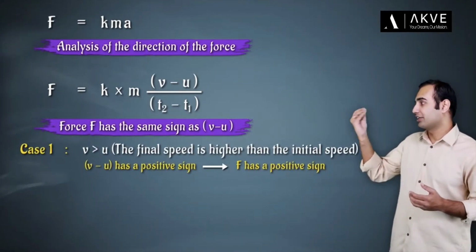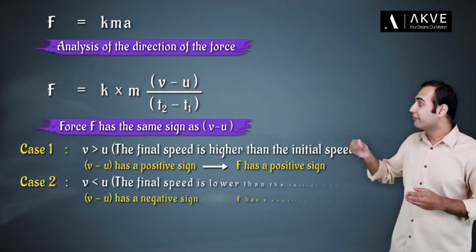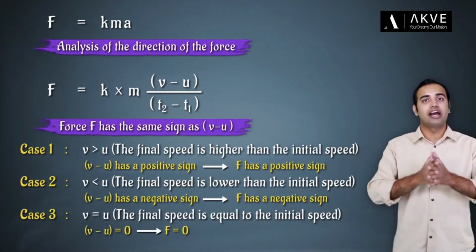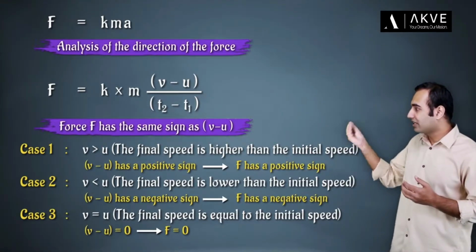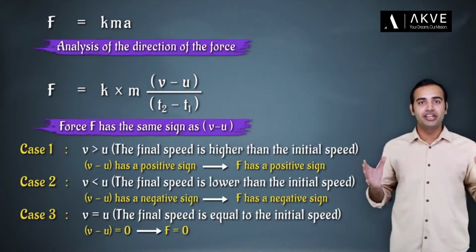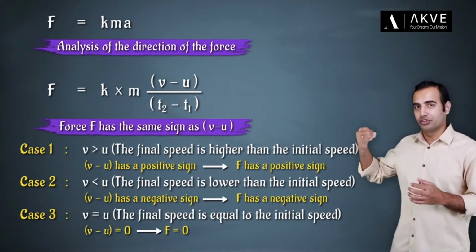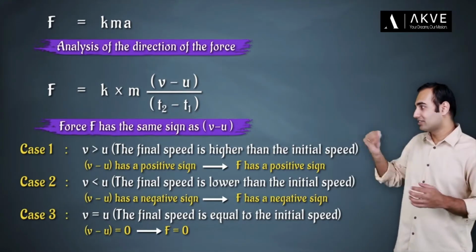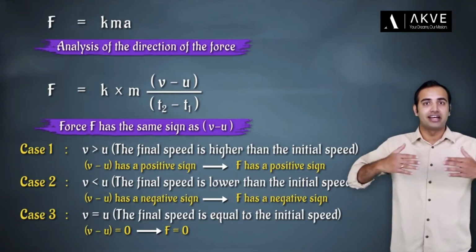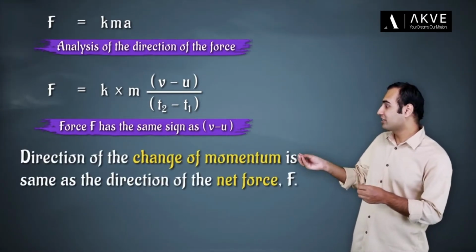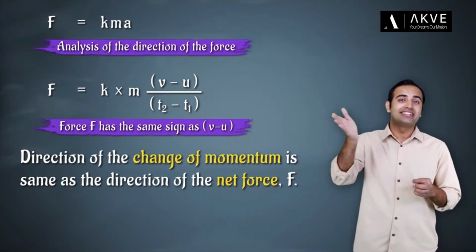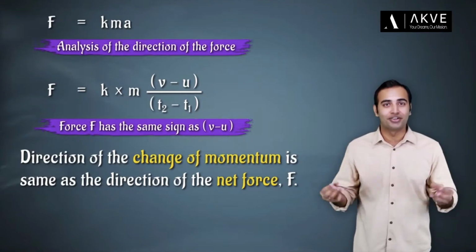If v is greater than u, we'll have a positive sign. If v is less than u, we'll have a negative sign. And if v and u are equal to each other, we'll have zero value. So depending on the sign coming out of v minus u, we'll have the sign for force. So from here you can see that the sign of net force F is exactly the same as the sign of our numerator over here. Now because in our case signs represent directions, we can say that the direction of change of momentum, which is represented by m times (v minus u), is exactly the same as the direction of our force F.